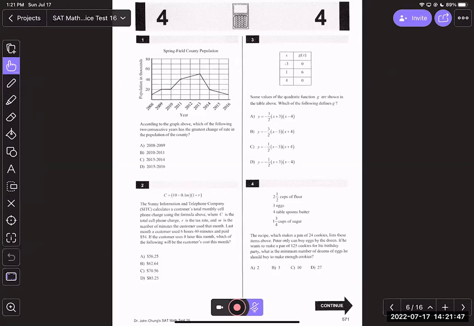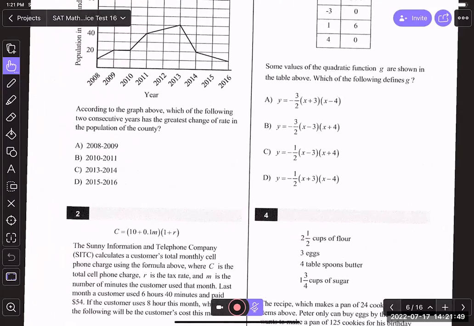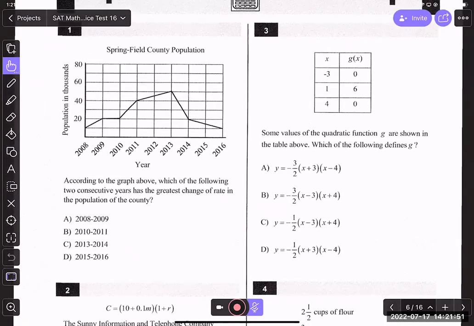All right, so it asks, according to the graph above, which of the following 2 consecutive years has the greatest rate of change in the population for the country? So here I'm guessing there can be both positive and negative rate of change. Looking at the graph, I can see 2013 and 2014 appears to have the greatest rate of change here.